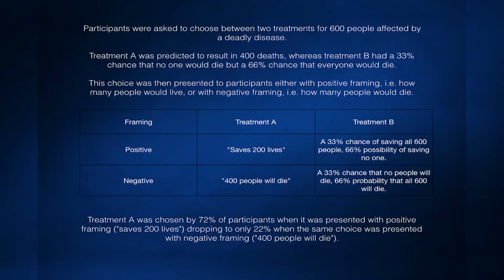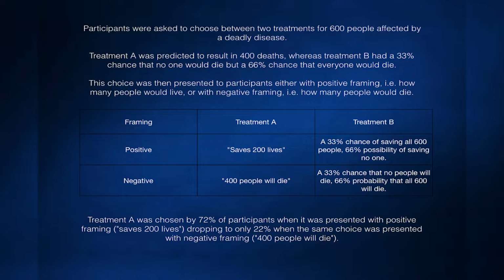But with treatment B, we have a 33% chance of saving all 600 people and a 66% possibility of saving no one. And in a negative way, 400 people will die if we give this treatment out of 600, or a 33% chance that no people will die, but a 66% probability that all 600 will die.